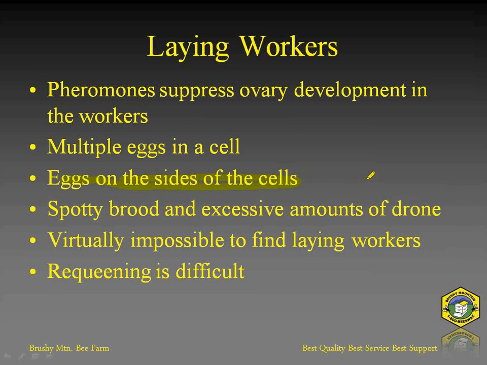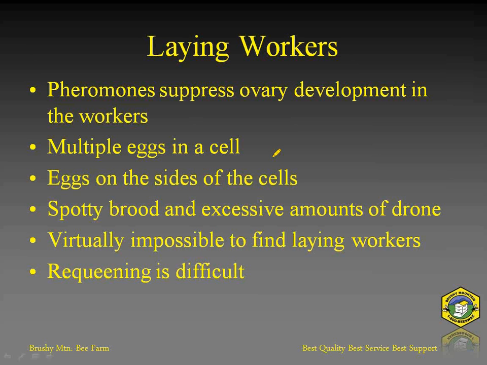That long abdomen allows her to back all the way into a cell and reach the bottom of that cell to plant the egg right smack dab in the center at the bottom of the cell, as opposed to a worker bee that can't reach the bottom. And so what you end up with are eggs on the sides of the cell, on the walls, maybe at the rim, things like that. And I've got a picture of that here in just a second.